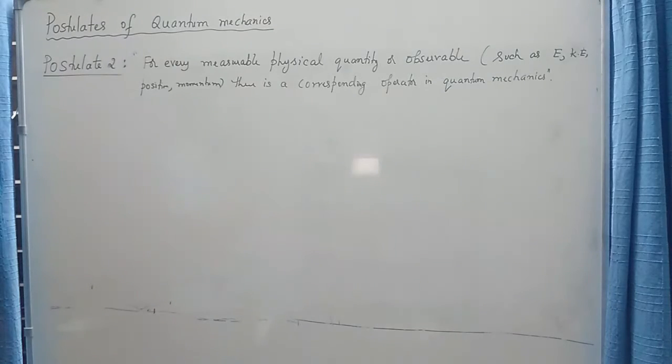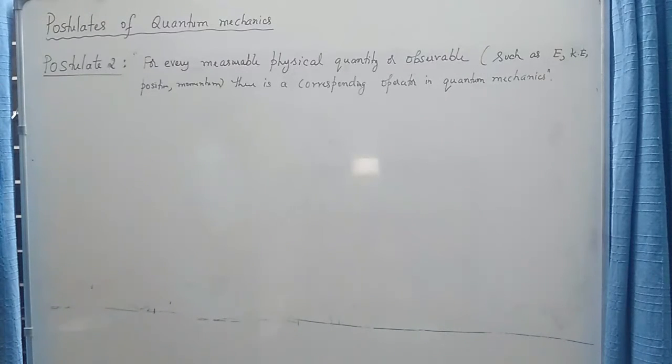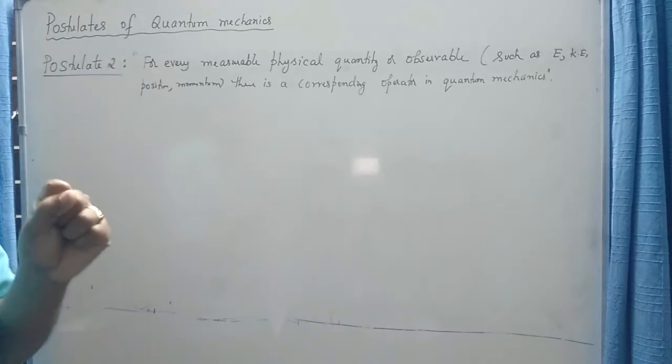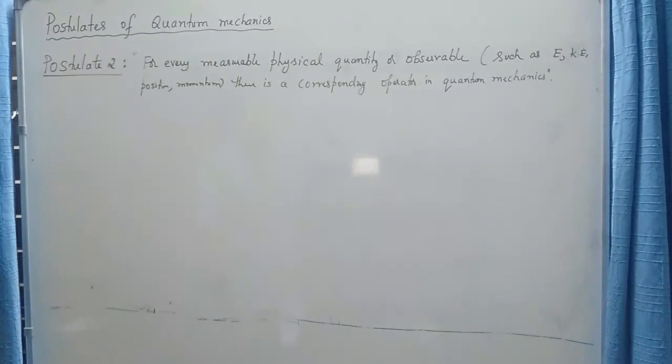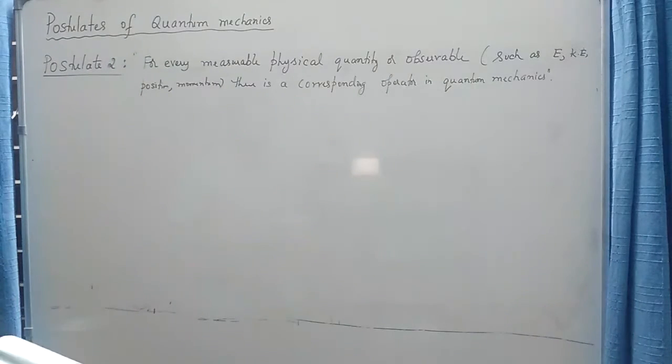What does it state? For every physical quantity that can be measured or every observable, such as energy, kinetic energy, position, momentum, angular momentum, whatever it is, you have a corresponding operator in quantum mechanics to calculate it. This is also already known to you, because when we discussed the concept of operators, we came across a very important operator called the Hamiltonian operator. And also when we solved the Schrodinger wave equation, we discussed this Hamiltonian operator. There I already told you that the Hamiltonian operator is the operator corresponding to the total energy. So if I want to calculate the total energy, I need to use the Hamiltonian operator. So that is summed up as the second postulate of quantum mechanics. For every measurable physical quantity, you have an operator in quantum mechanics.